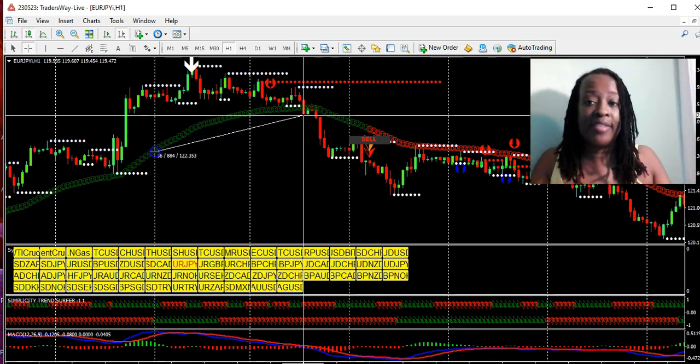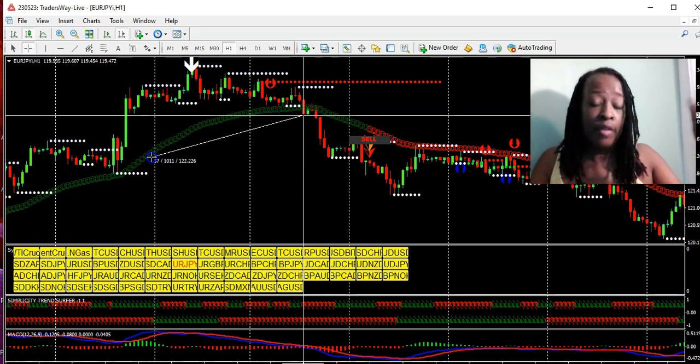Now, looking at the left side, we have indications that let us know where price is going to go, because we do know that price repeats itself. We just don't know when price is going to hit certain levels, but we know it will. We just don't know when.